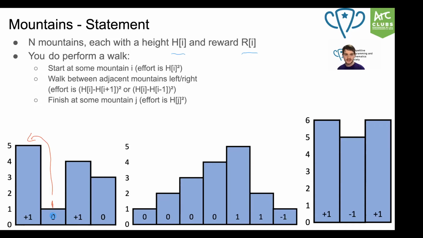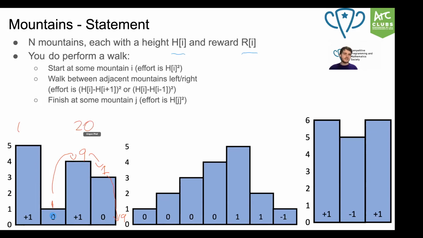So difference in height squared is 4 squared plus 16 to go over here. Alternatively, to go here, it will cost us 9. And then we can keep going. We can go this way with a cost of 1. And then finally, when we're finished, we jump back down off the last mountain, and that costs us the height squared, so 9 here. So in total, the effort for the walk I described here is 20.